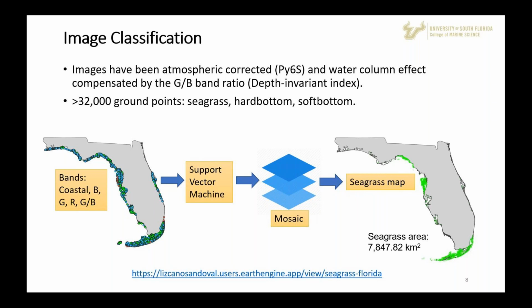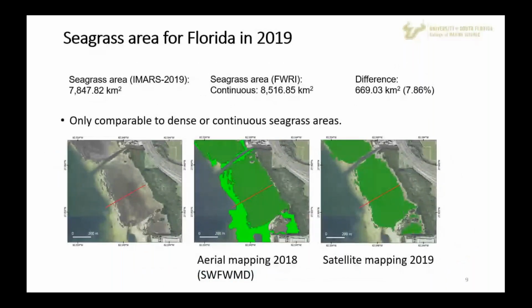The final product is a mosaic from all of those classified images. More than 7,800 square kilometers of seagrass was detected using the Sentinel-2 imagery for 2019, and this product can be visualized in the link below. The estimated seagrass area was lower than that reported in the FWRI dataset for continuous or dense seagrass. So there is about 7.8% difference in area.